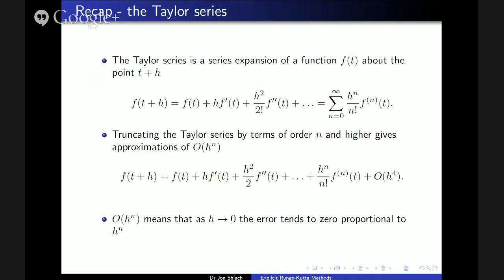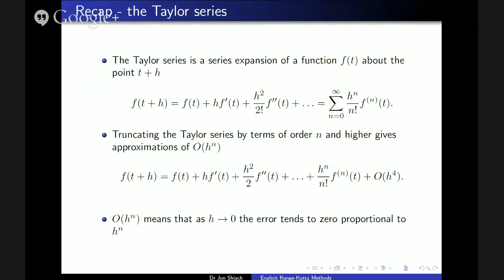So the value of the function f at t plus h is a series, and the nth term is h to the power n over n factorial multiplied by the nth derivative of that function at t. The more terms we have, or the higher the value of n which we sum to, the more accurate our series approximation. So that's the Taylor series.